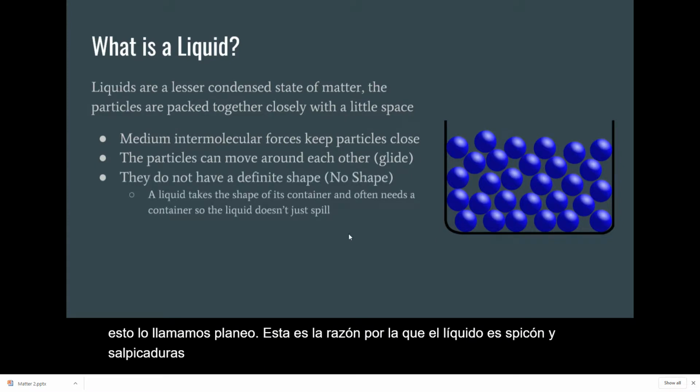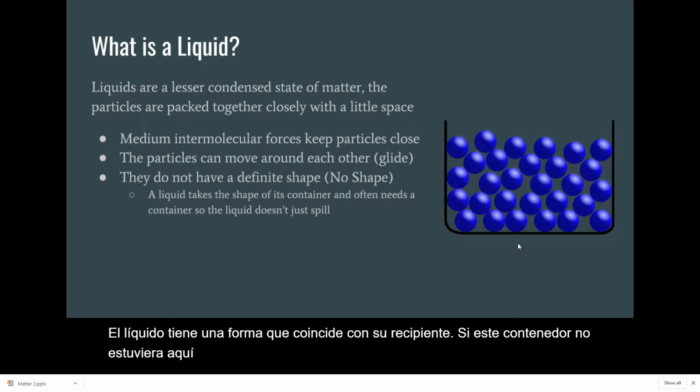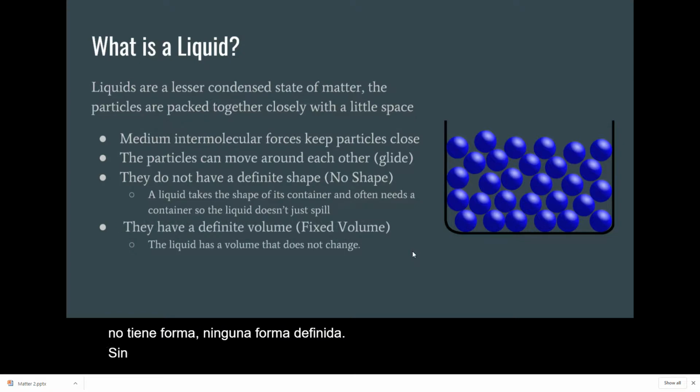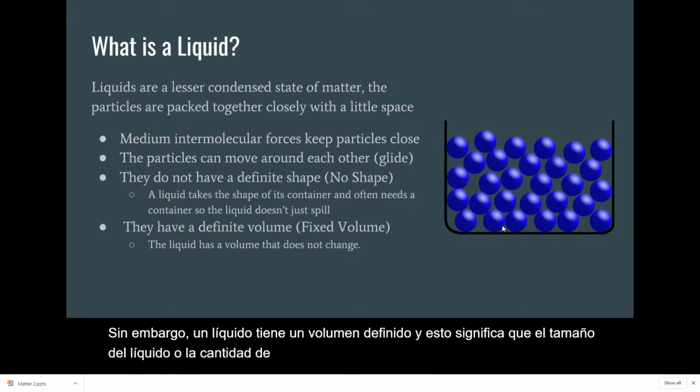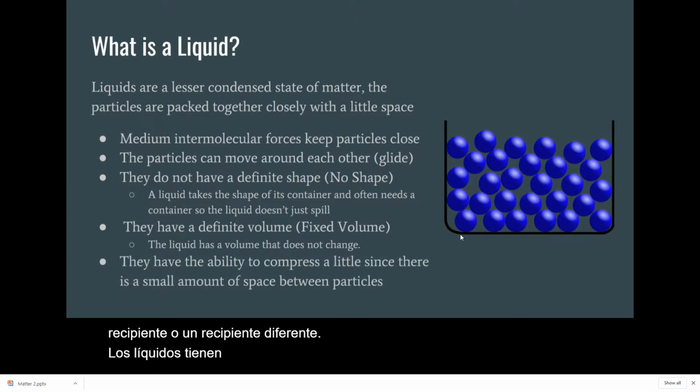A liquid has no shape. The liquid has a shape that matches its container. If this container wasn't here, it would just spill out. And so a liquid is said to have no definite shape. However, a liquid does have a definite volume. And this means that the size of the liquid or the amount of liquid doesn't change just because I have no container or a different container. Now, liquids have a little more space between the particles, so they can compress a little bit more than solids.